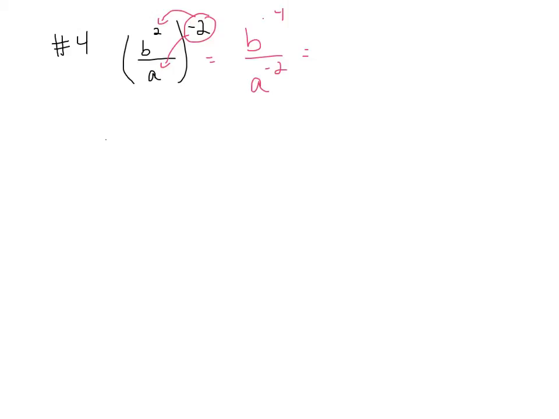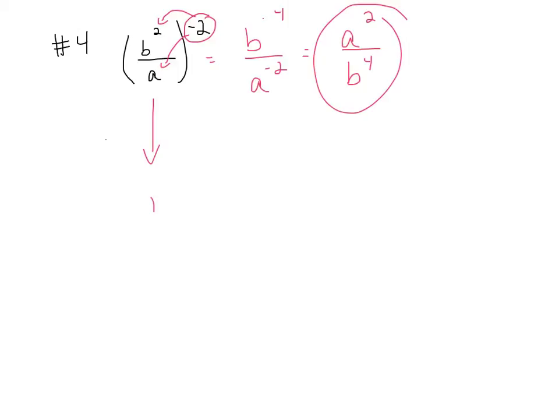So since a is not happy in the bottom, make him happy up top. Oh, he's happy now. And the b, make him happy in the bottom. And guess what? You got no negative exponents. You don't have the same base anywhere. You're done. Another way you could have done that one is said, all right, the whole thing's not happy.